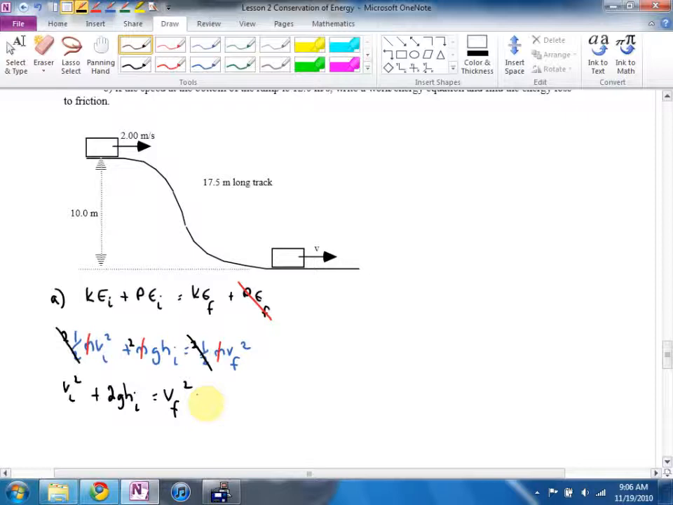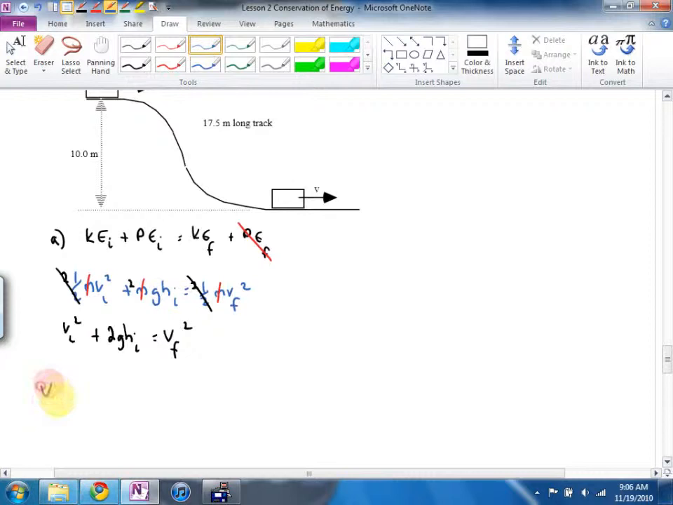Oh, and we got the v final by itself already. How do they get rid of the squared? Okay, so if I hear you correctly, you're saying v final is going to be great big square root of, what was v initial? What was it? I've scrolled down, sorry. Two. Squared! Plus 2 times 9.8 times, oh, the height I still got, 10. Am I going to use that 17.5, by the way? Oh, why'd they throw it in there? Extra info.